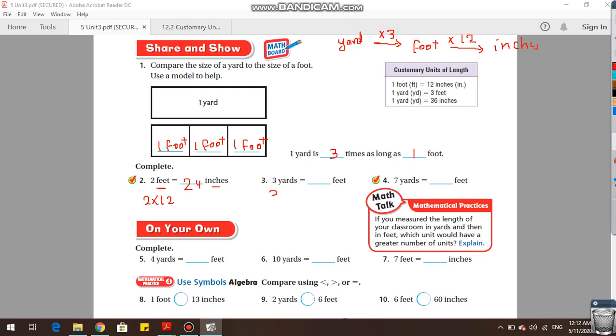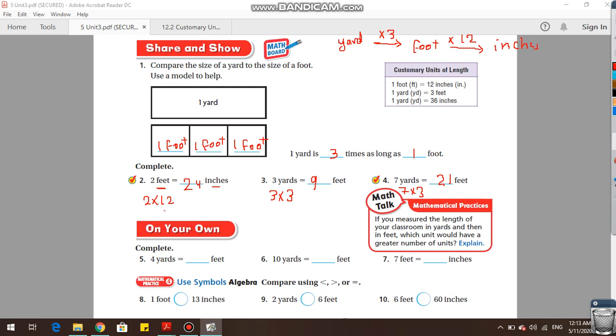So I'm gonna say 3 times 3 equals 9. Now yard to feet. Yard to feet, I'm gonna multiply by 3. So 7 times 3 equals 21. Why am I gonna multiply by 3? Because in 1 yard I have 3 feet. So I'm gonna say 7 times 3.